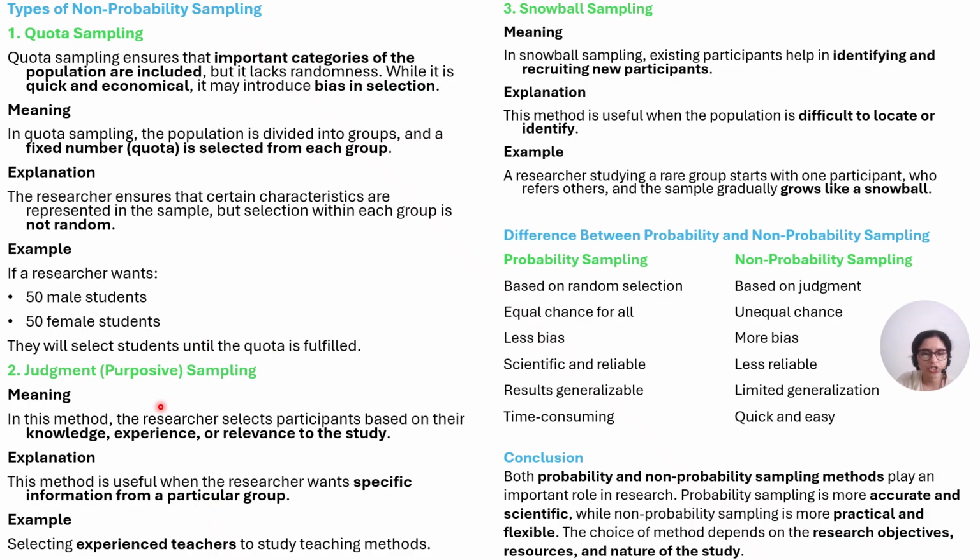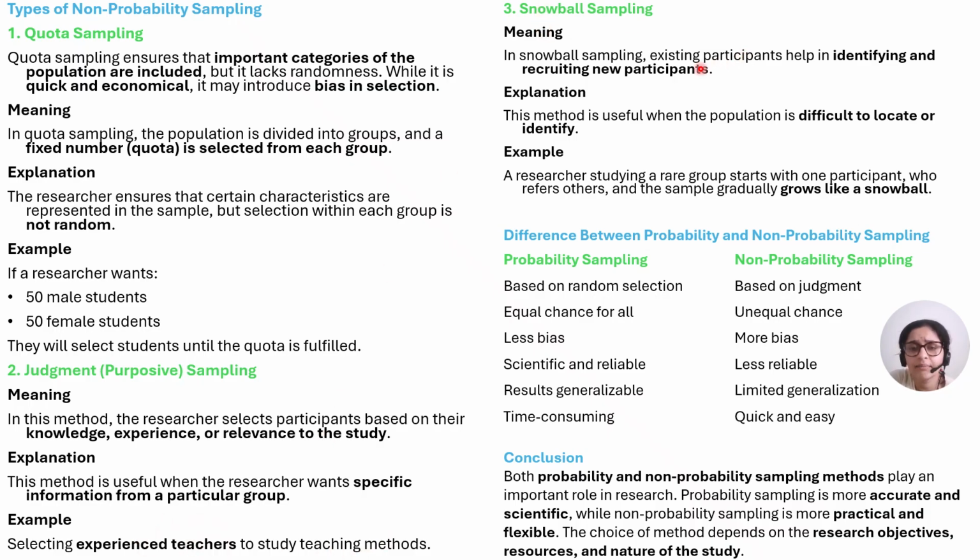Then judgment or purposive sampling. In this method, the researcher will select participants based on their knowledge, experience, and relevance to the study. So it is purely judgmental. It is purely on the wish and will of the researcher. This is useful when the researcher wants specific information from a particular group. Example: the researcher only selects experienced teachers from a particular school to study teaching methods.